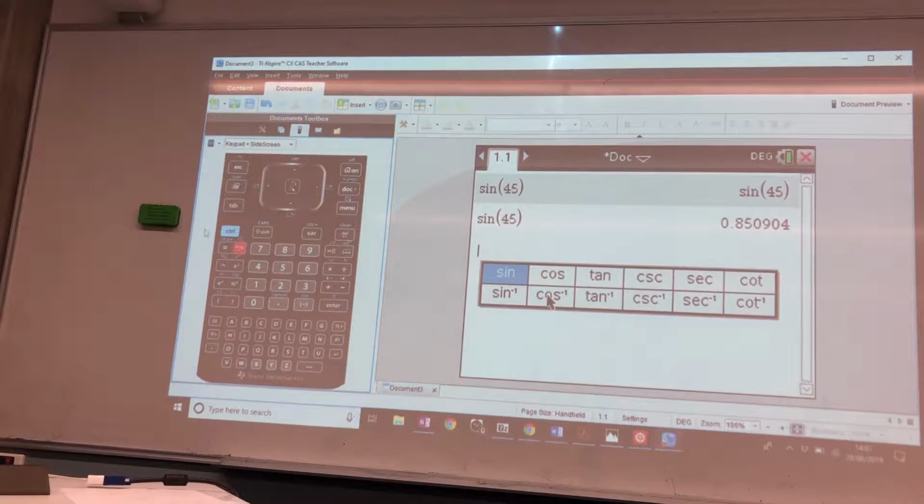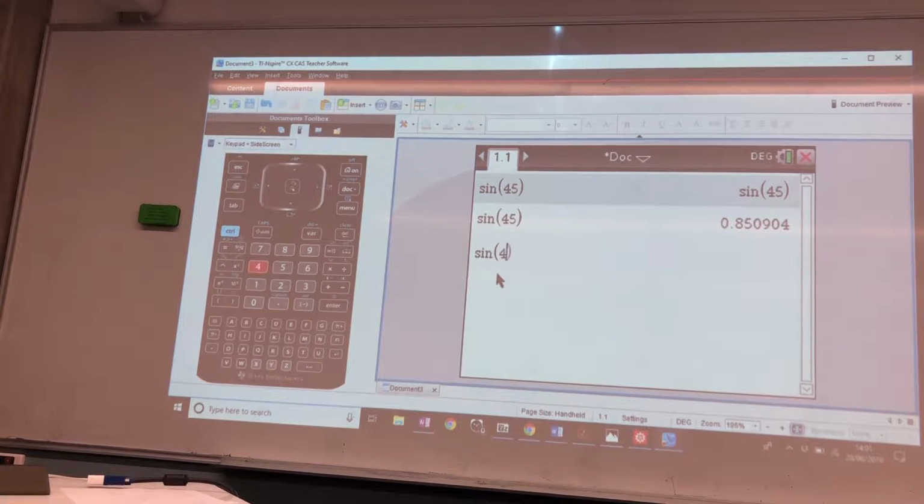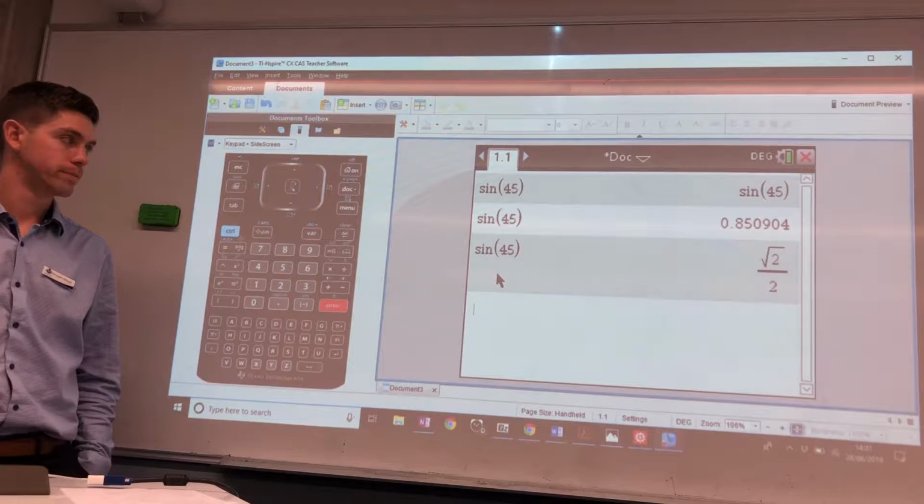So let's just try this same calculation again. All right. So that actually gives us something a little bit more useful.